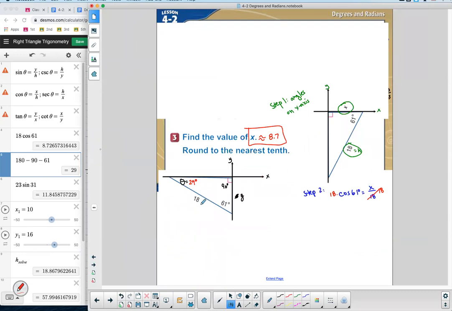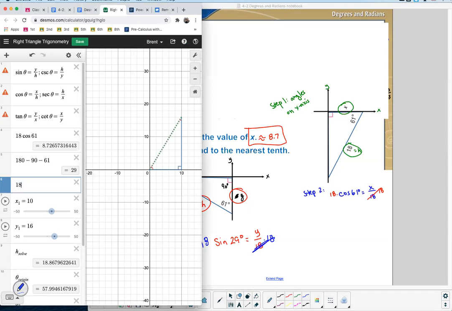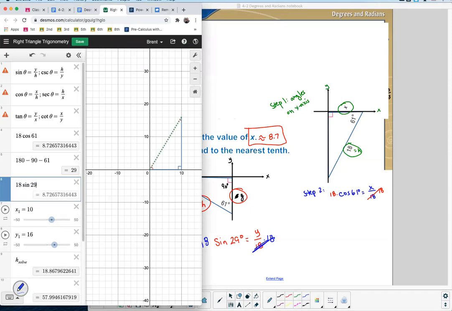So now I'm looking for a y over an h. And so it's no longer cosine. Notice it's now sine. So sine of my x-axis angle, 29 degrees, would equal y over h of 18. Again, you multiply that by 18, and we'll see that this gives us the exact same answer. We'll find out that cosine of 61 is the same thing as sine of 29. Let's type this in. 18 sine of 29 degrees. Notice these two answers are exactly the same.